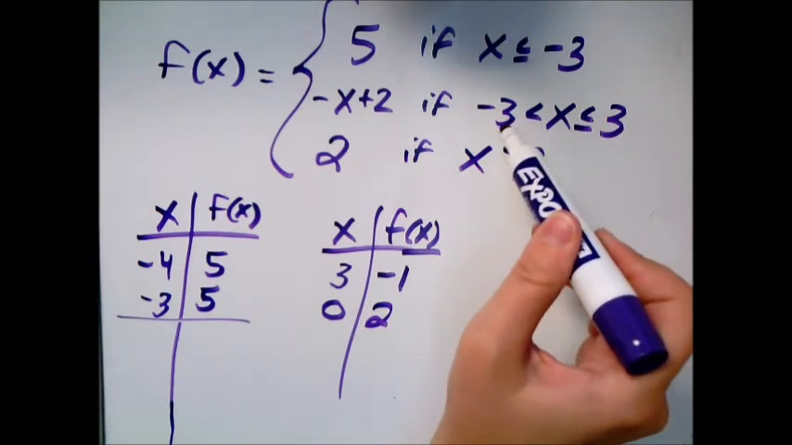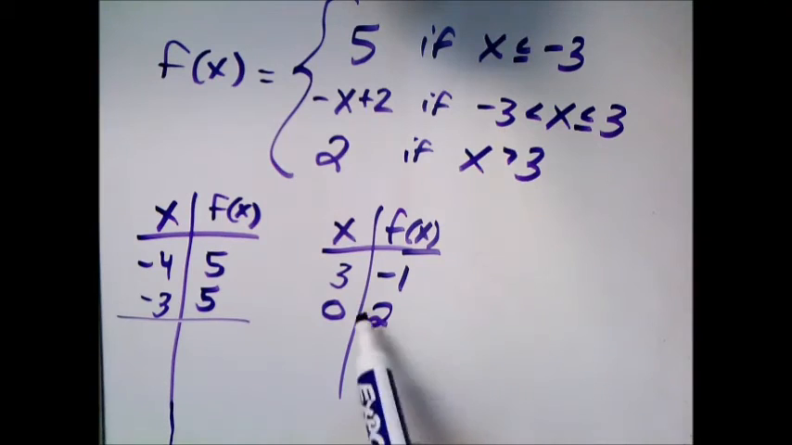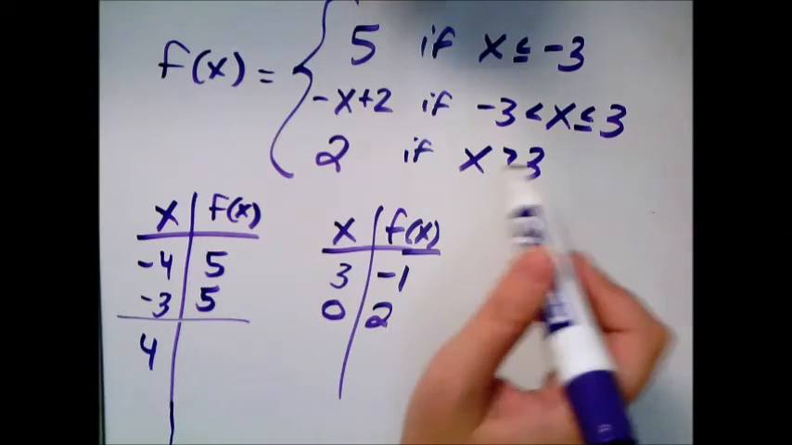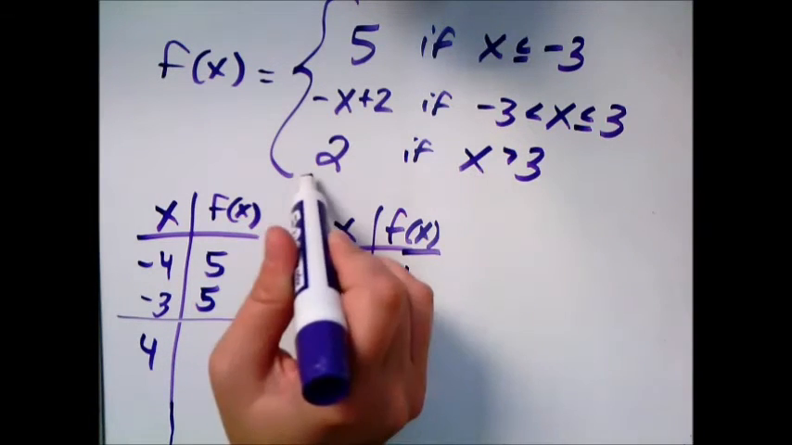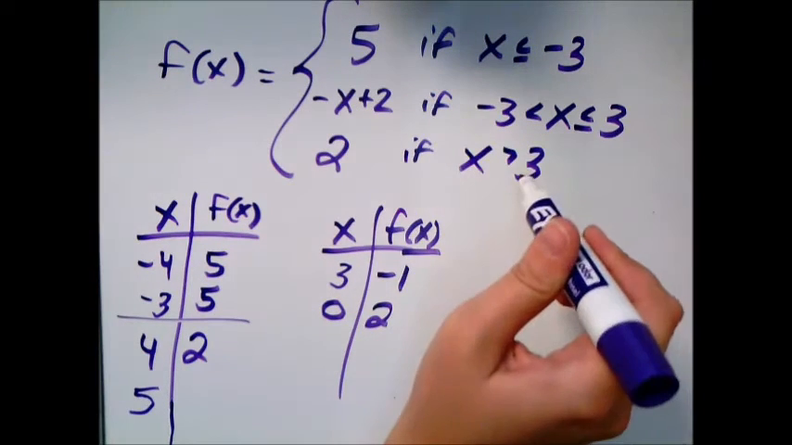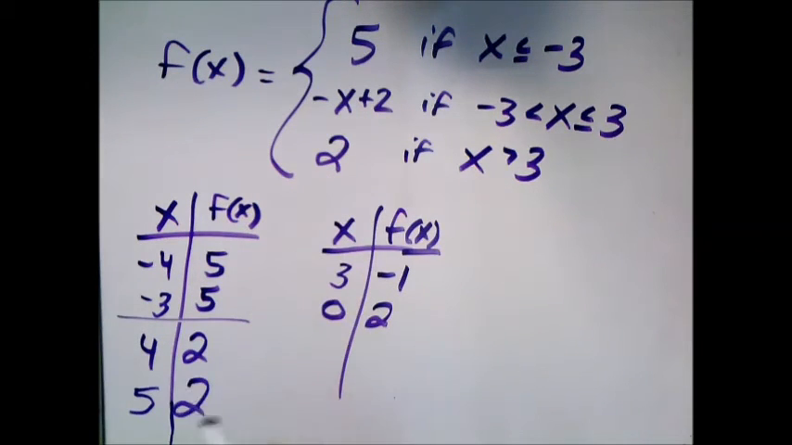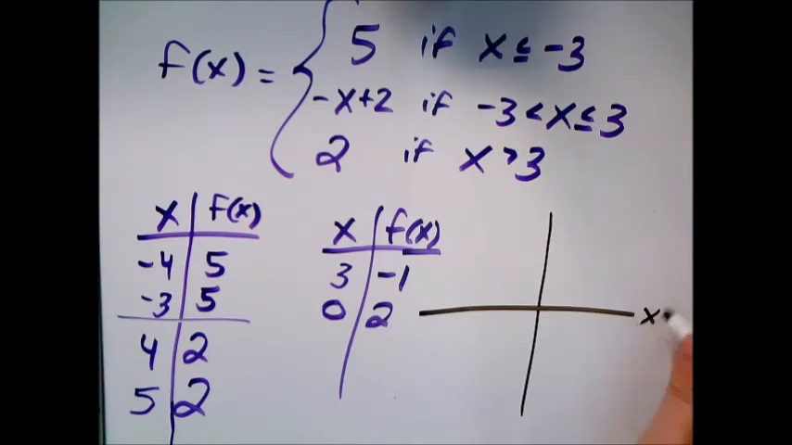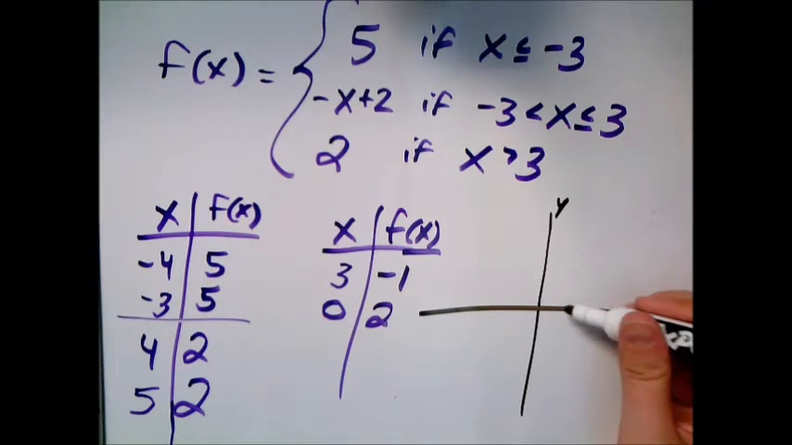And I could go all the way down to almost negative 3, but I can't quite get there. So there's going to be this line part here. All right, what if I put in numbers that are bigger than 3? Like if I put in 4, that's bigger than 3, so use this rule. So I get 2. If I put in 5, bigger than 3, so I use this rule, 2. All right, so I have three pieces here. If I go to graph these, and I know where they start and stop, sometimes it helps to visualize a little dotted line at 3 and negative 3, breaking this whole thing up.